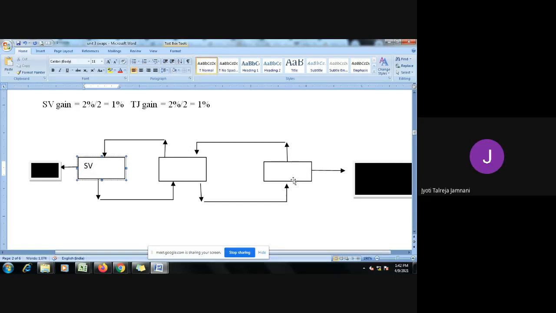So now we'll make the swap diagram. SV is company one, and then you have TJ, and in between there's an intermediary, that is the bank. So this is how the diagram will look: SV, bank and TJ.